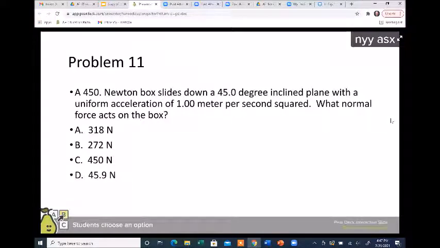You said it was equal to the perpendicular force of gravity. Yeah, so you take your weight and you find the perpendicular component of the weight, which we already did when we were working 10. Somebody remind me what the perpendicular component of our weight was in problem 10. Anybody remember? 318. So that's equal and opposite to the perpendicular component of the weight. So our answer on problem 11 is 318.